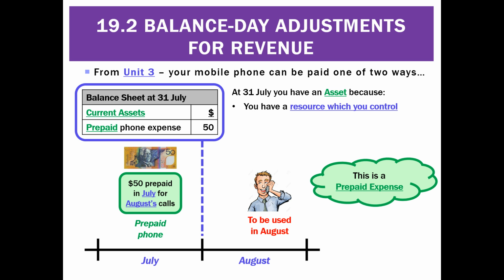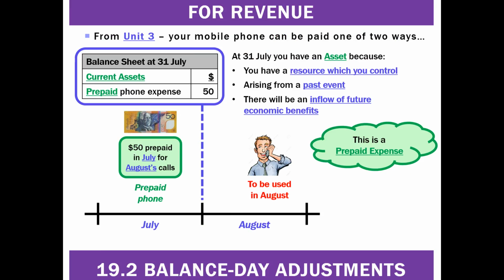The reason why is I've paid for something which I haven't used yet. So I've got a resource which I control. I can make the phone calls and use the data. There's a past event. I paid $50 in July, and there'll be an inflow of future economic benefits because I'll be able to use my phone to run my business.